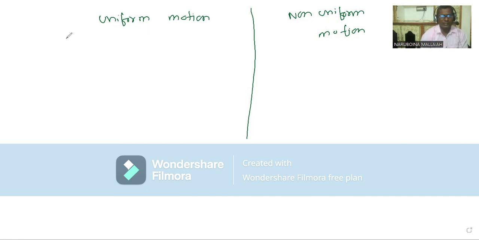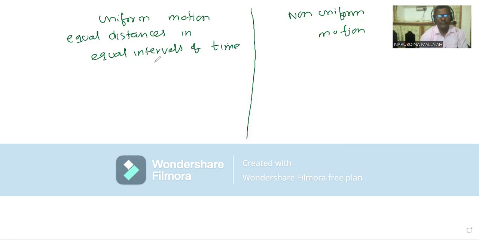Here, equal distances in equal intervals of time. If a body travels equal distances in equal intervals of time. Important points I am writing on the screen. If a body travels equal distances in equal intervals of time, then we say the body is in uniform motion.